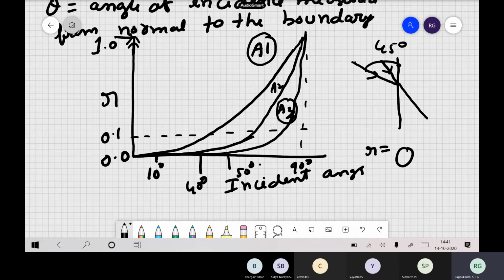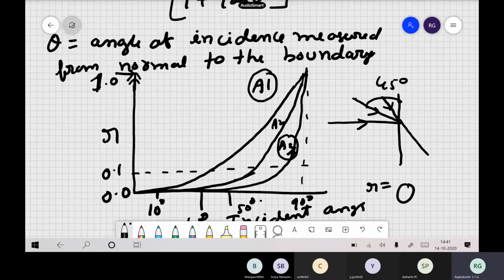Now as the angle of incidence is increasing, what happens? Reflection also increases. If it is a 90-degree wave, what will be the reflection? What is the maximum value? See here, reflection is the same as 1 itself.